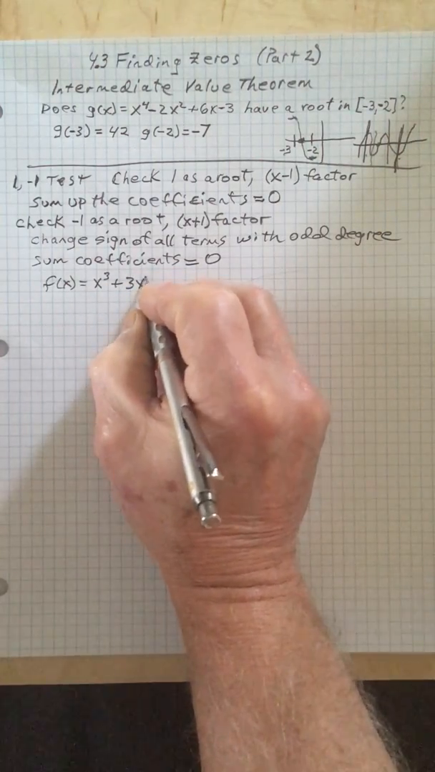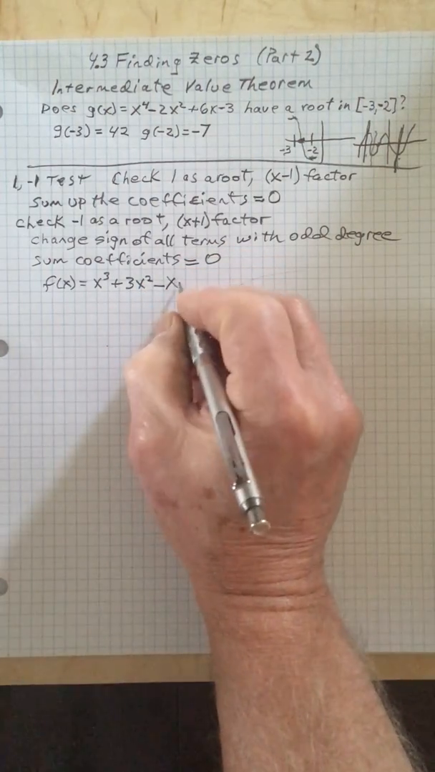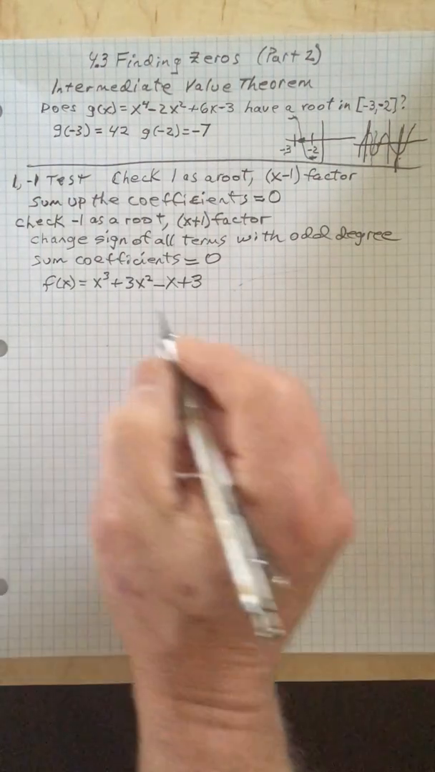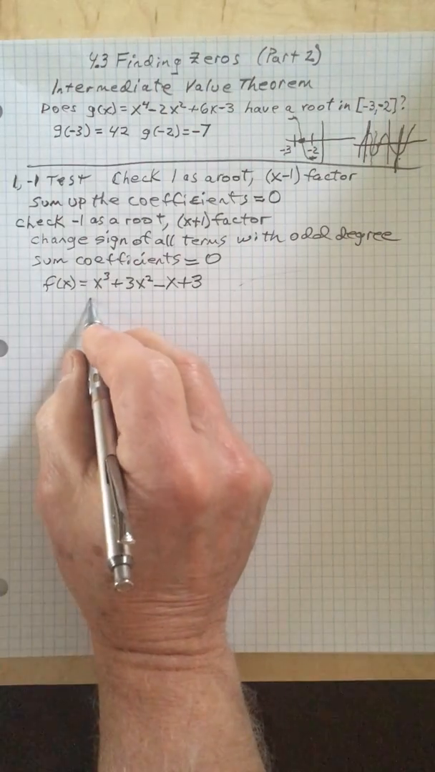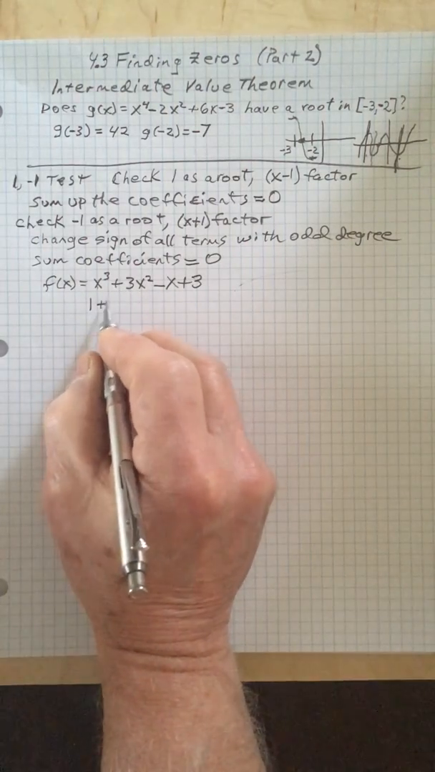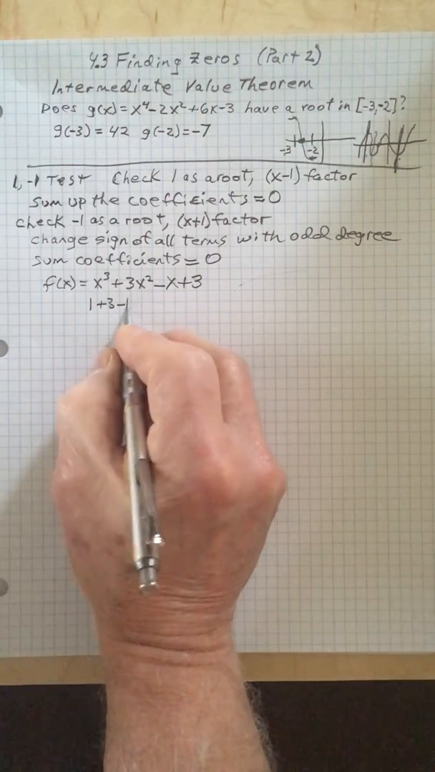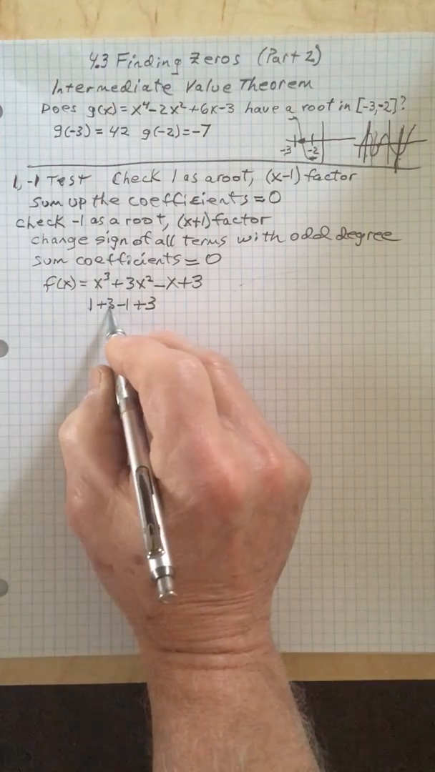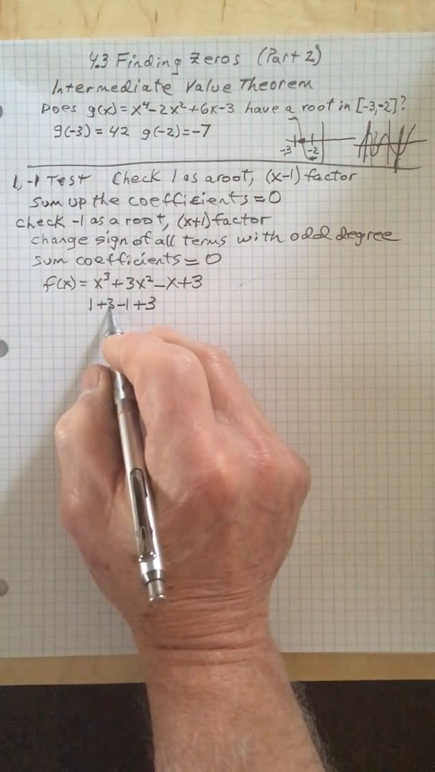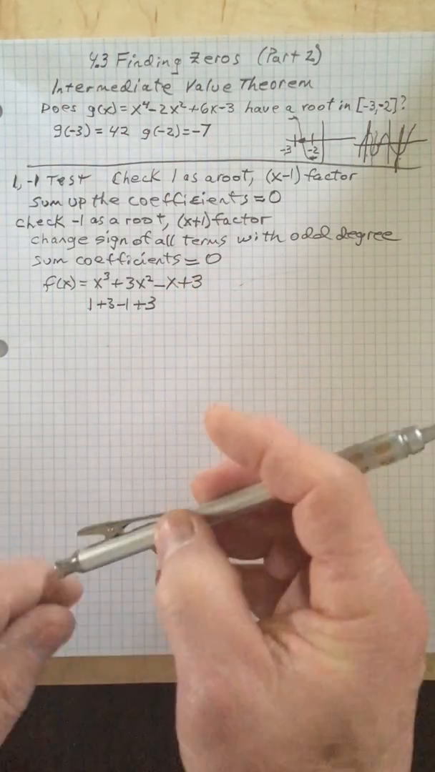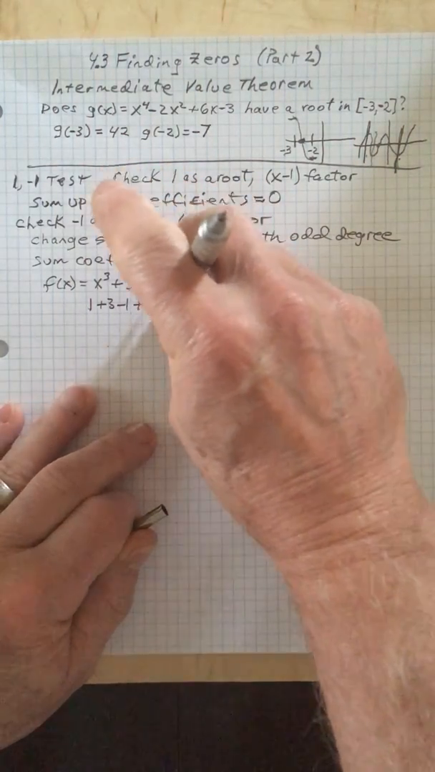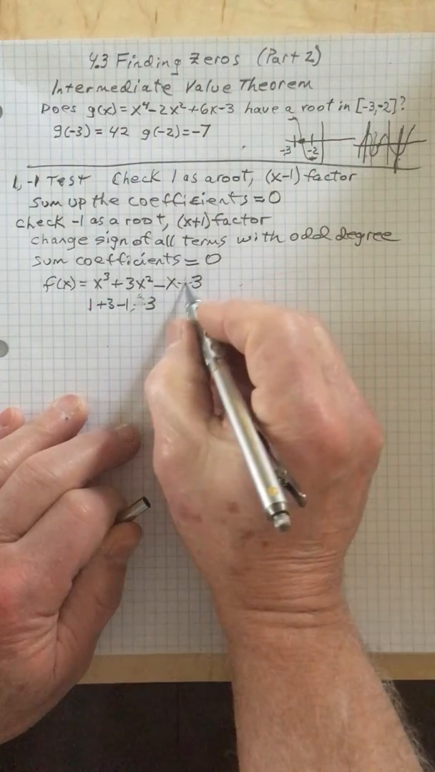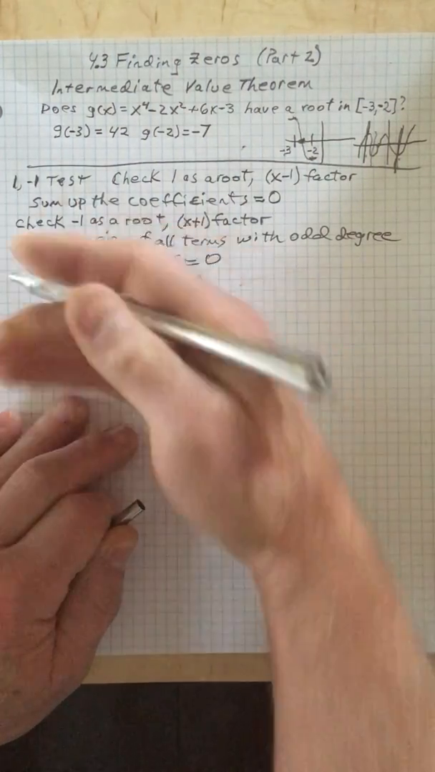Here's our polynomial. Okay, so the test for 1 is easy. The coefficients here are 1 plus 3 minus 1 and plus 3. So if I add all these up, 3 plus 1 is 4. Hang on a minute, that's not what I want to do. The test will work there, but it won't show anything interesting. So let me do one thing here. Let's do this. This is better.